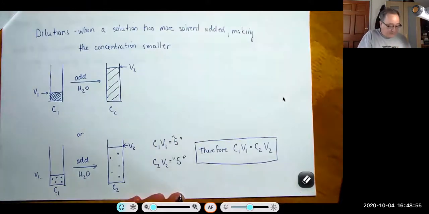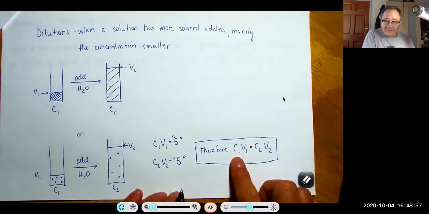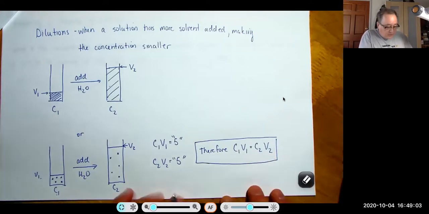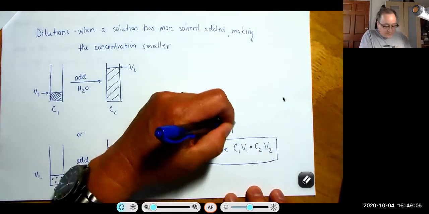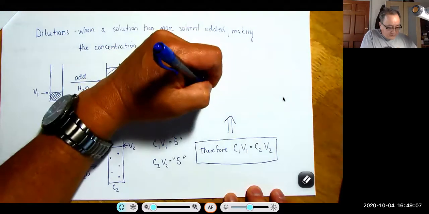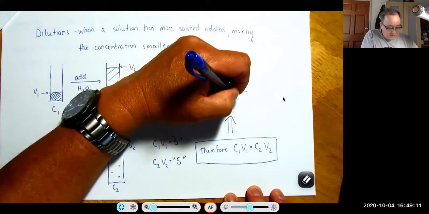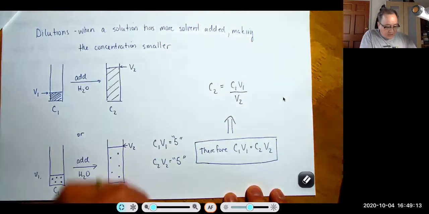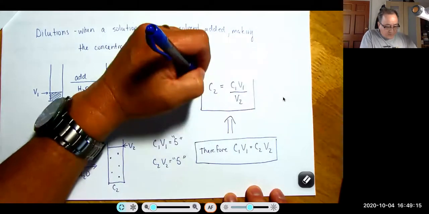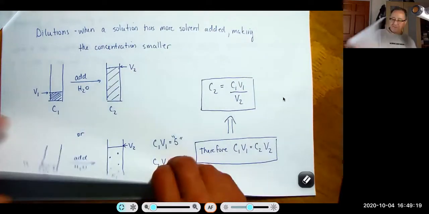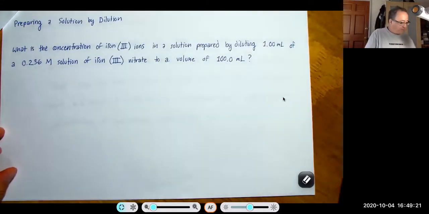Usually, you're given C1 and V1, and you're given V2, or you're allowed to figure it out somehow, and you're calculating C2. So when you rearrange this, what does it become? It becomes C2 is equal to C1 V1 over V2. These are the same formula, just written slightly differently. Okay, so that's your dilution formula.